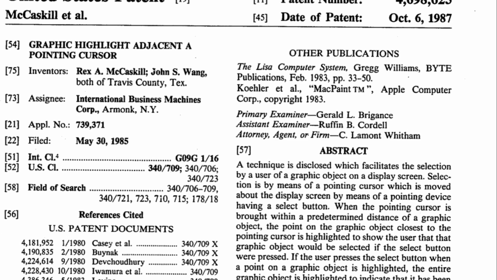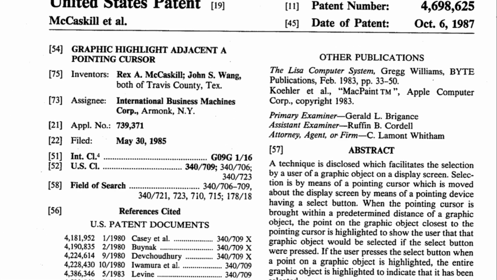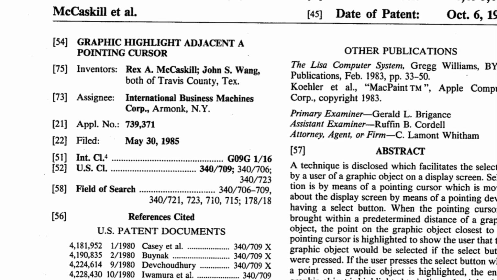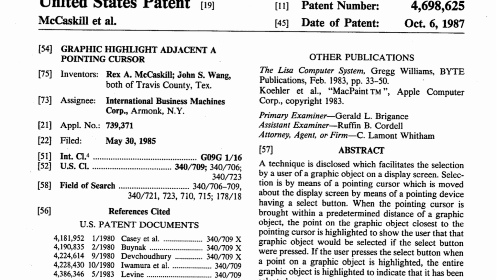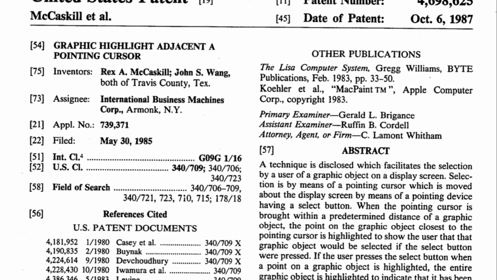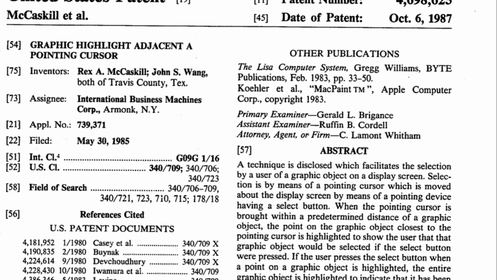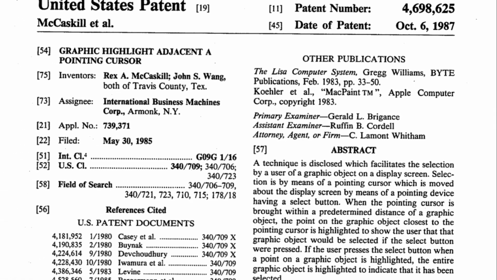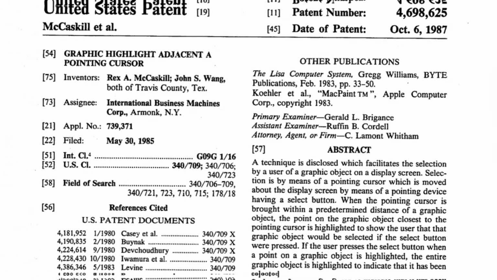When the pointing cursor is brought within a predetermined distance of a graphic object, the point on the graphic object closest to the pointing cursor is highlighted to show the user that that graphic object would be selected if the select button were pressed. If the user presses the select button when a point on a graphic object is highlighted, the entire graphic object is highlighted to indicate that it has been selected.